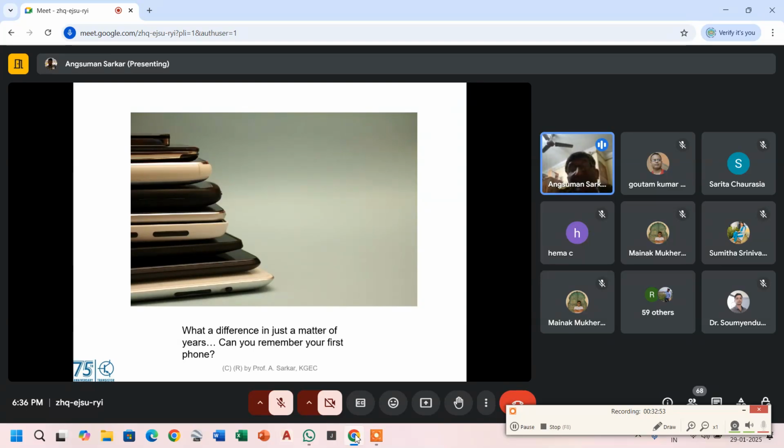So see the difference made in this small span of years. Even in our case, I used my first mobile phone maybe in 2010 or so, or 2006 or so, and that was a Nokia phone, some 3110, etc. But nowadays, I have already forgotten the phone I used before 20 years. So can you? That's why I'm asking the question: can you remember your first phone? See the technological changes made so far.